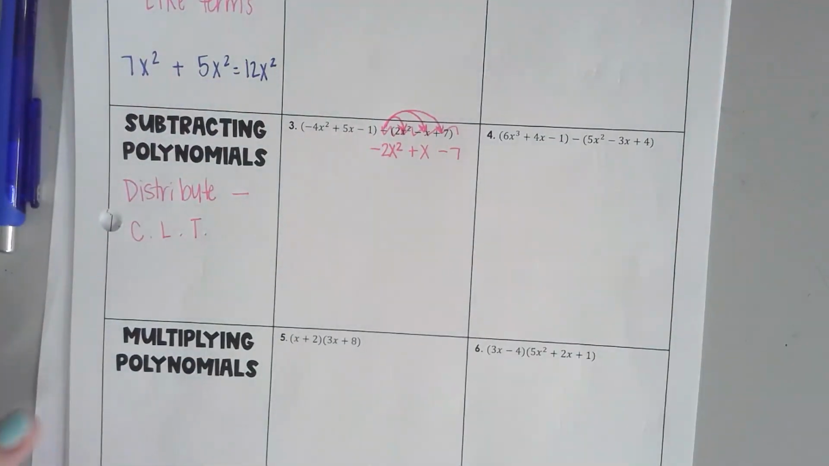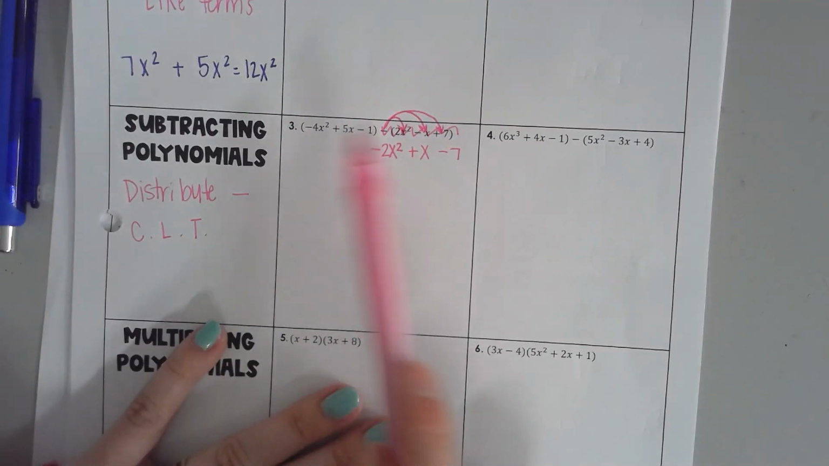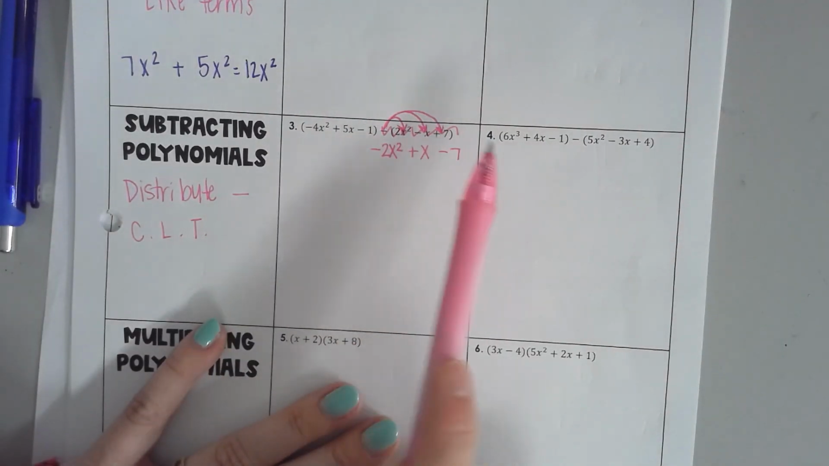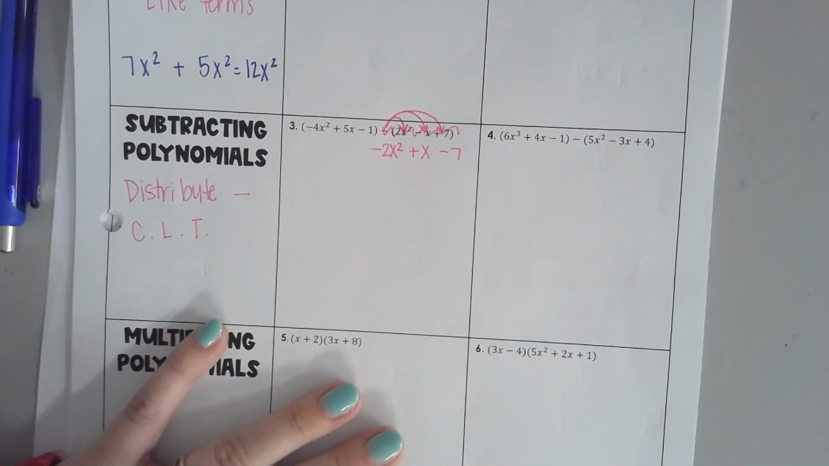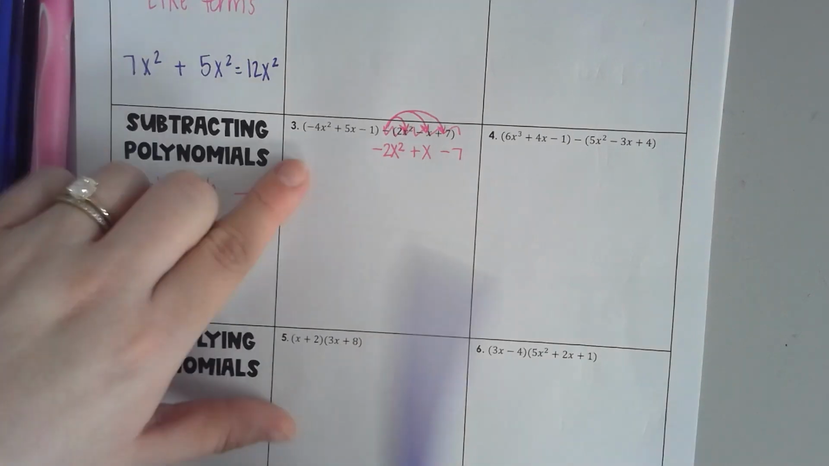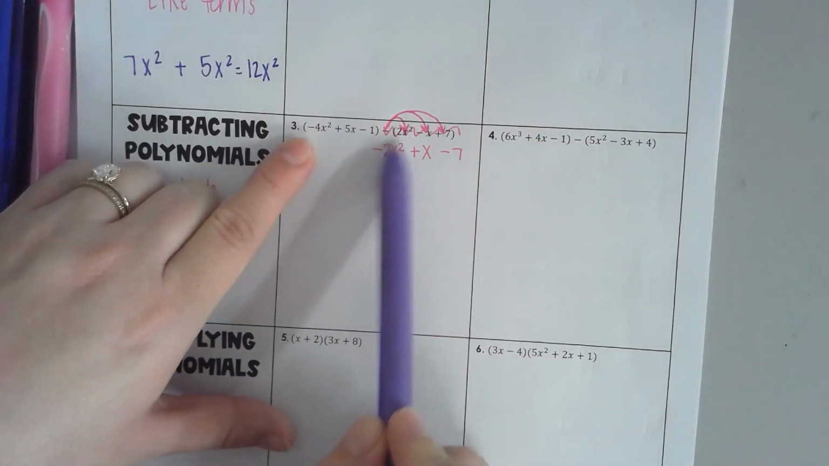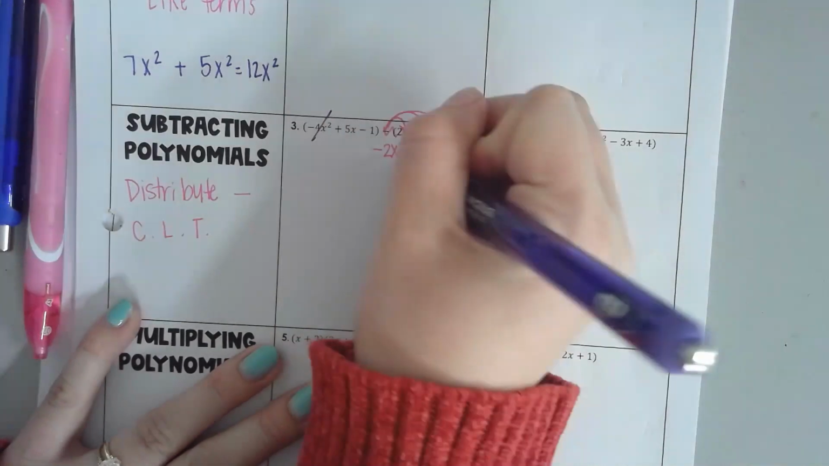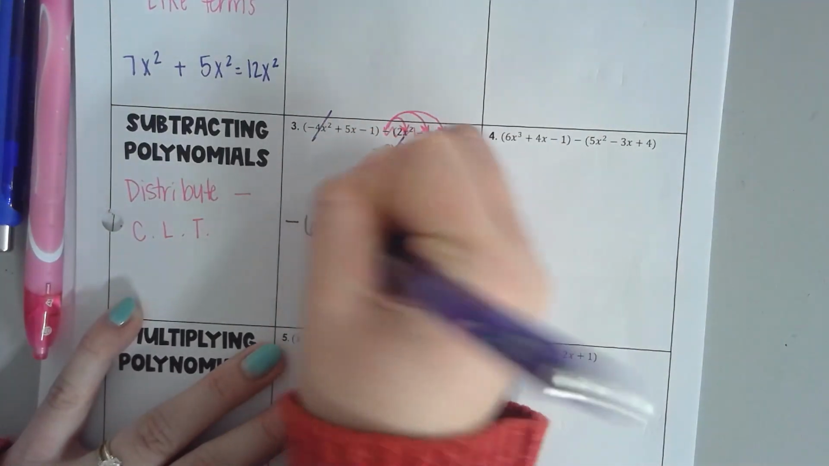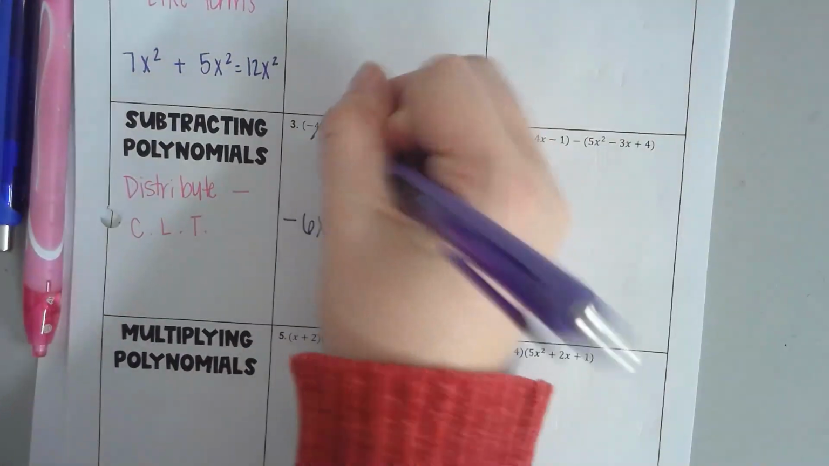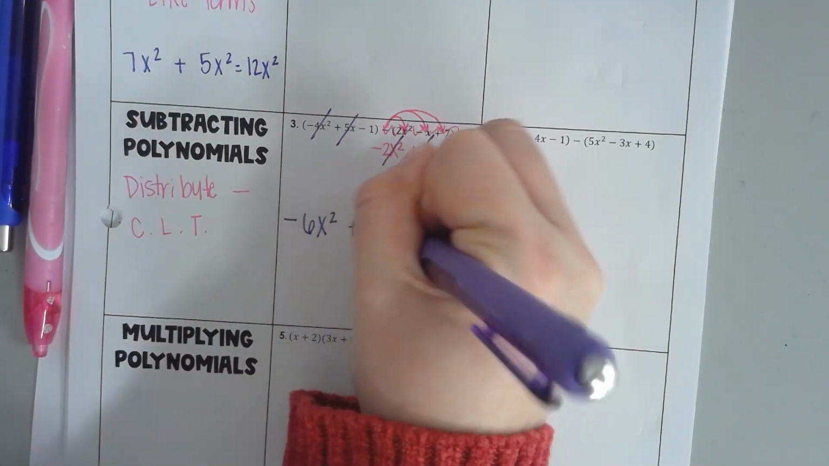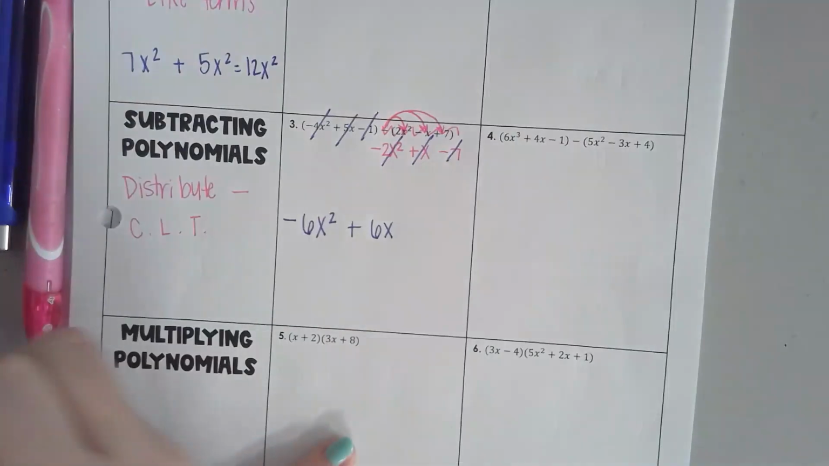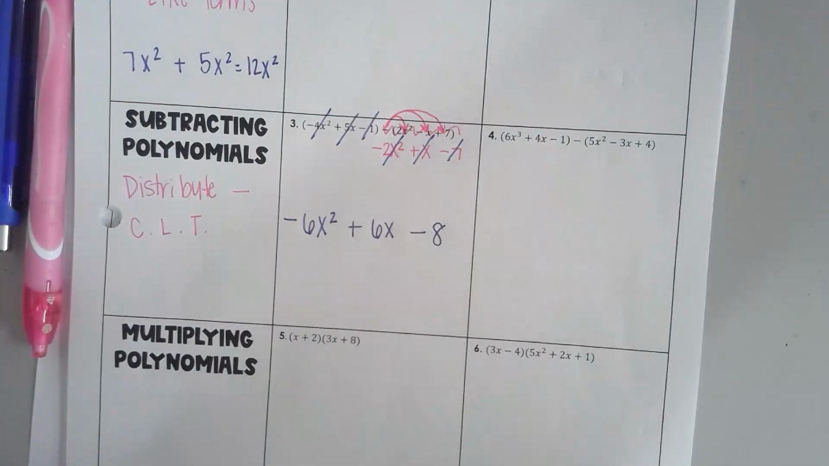I'm going to do CLT, combine like terms. You don't have to do that, do you? You can say negative 4 minus 2, 5 minus negative, that's okay. So once I've distributed the negative, I have a negative 4x squared and a negative 2x squared. That's negative 6x squared. I have a 5x and an x. That's what? 6x. A negative 1 and a negative 7 is negative 8.